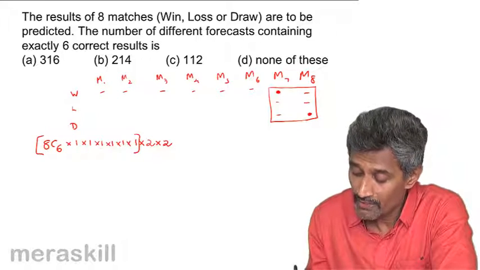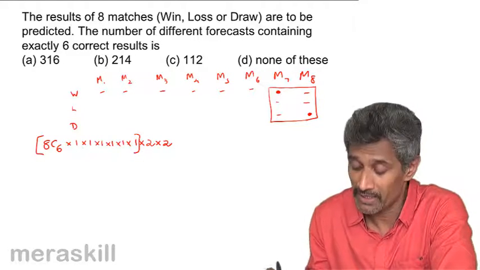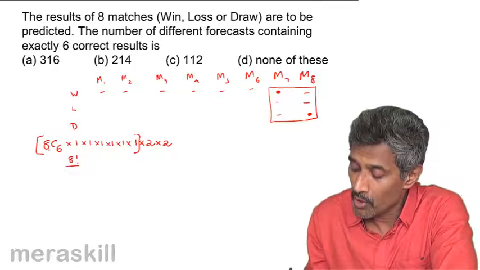So our ways of choosing, the number of different forecasts, will be so many. So that would mean 8 factorial upon 8 minus 6.